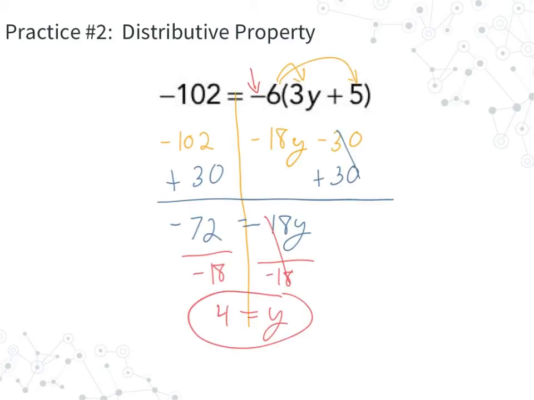How did you do? Were you able to get the same answer that I got? 4 equals y or y equals 4, the same answer, either way that you read it. If not, go ahead and take a look through my work to see where you may have made your error, and let's go on to the next one.